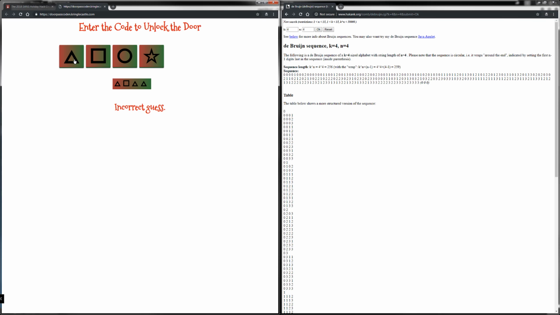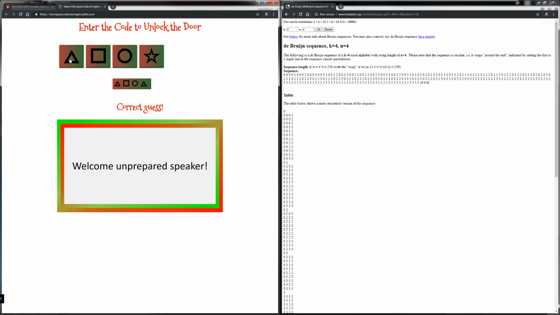So let's do it. And that was the correct guess. It says, welcome, unprepared speaker. That's great. However, how would someone solve this without actually knowing the De Bruijn sequence? Because sometimes it can be even more challenging, where the numbers are contiguous and you don't know exactly what to try. So let's see how we can essentially manipulate this challenge.